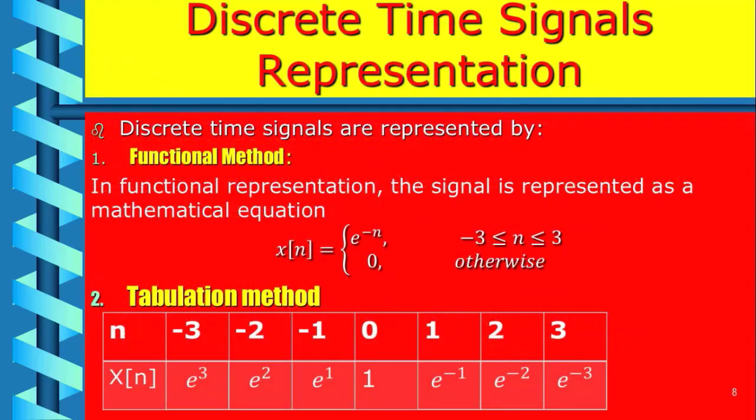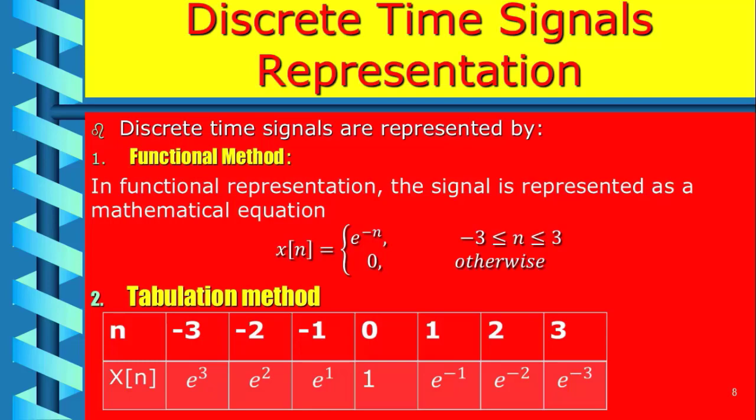Now let's come back to the time domain analysis of discrete time signals. Discrete time signals are represented by 4 methods. The first one is the functional method. In functional representation, the signal is represented as a mathematical equation: x of n equals e raised to minus n for minus 3 less than or equal to n less than or equal to 3, and it is 0 otherwise. This type of representation is mathematical representation.